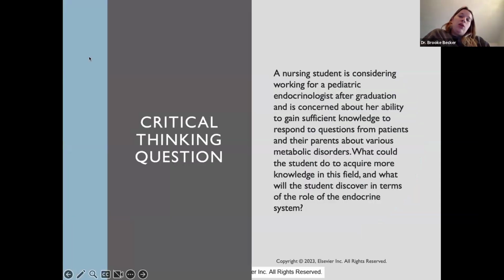Okay. A nursing student is considering working for a pediatric endocrinologist after graduation. She's concerned about her ability to gain sufficient knowledge to respond to questions from patients and their parents about various metabolic disorders. What could the student do to acquire more knowledge in this field? And what will the student discover in terms of the role of the endocrine system? So what could you do to get more knowledge of the endocrine system?